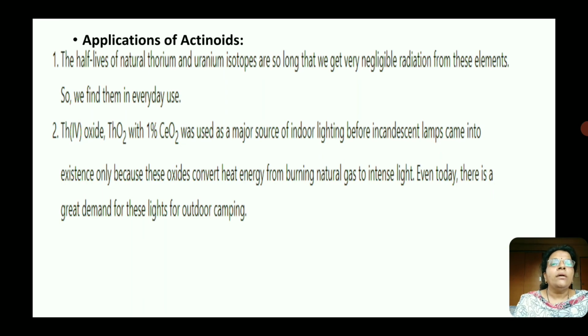These are the questions which are present in the question bank on topic 8, that is transition and inner transition elements.